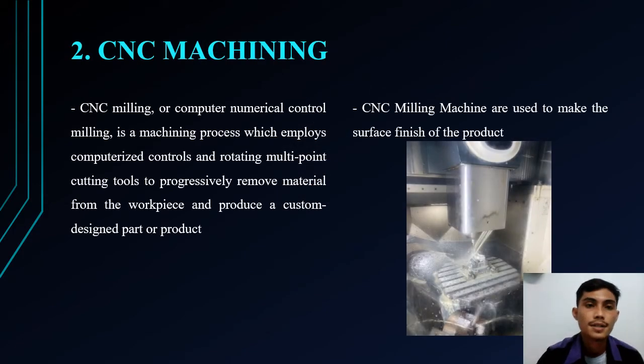Okay, next is CNC machining. CNC milling, or computer numerical control milling, is a machining process which employs computerized controls and rotating multi-point cutting tools to progressively remove material from the workpiece and produce a custom designed part or product. CNC milling machines are used to make the surface finish of the product.